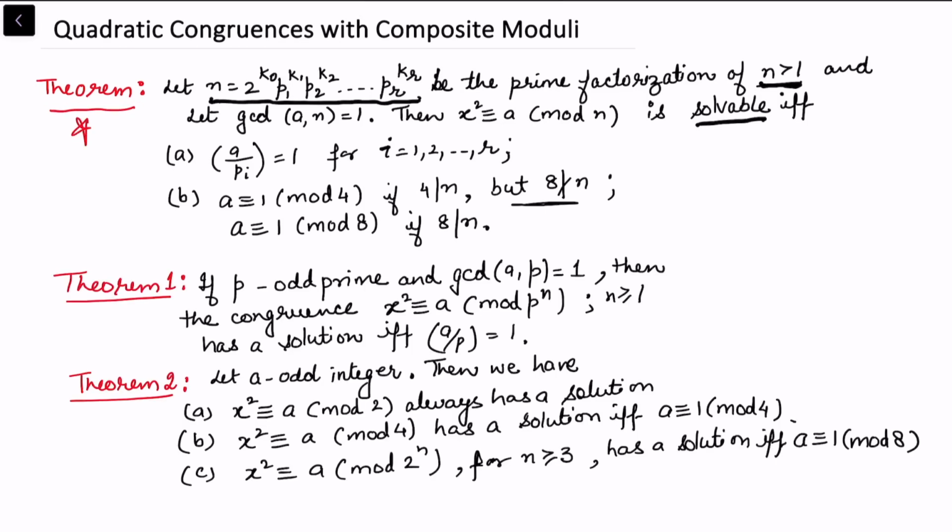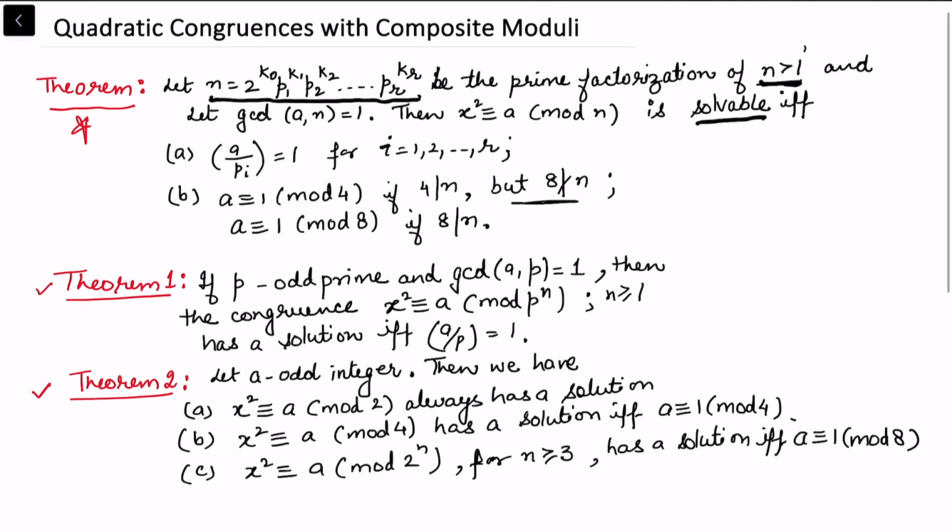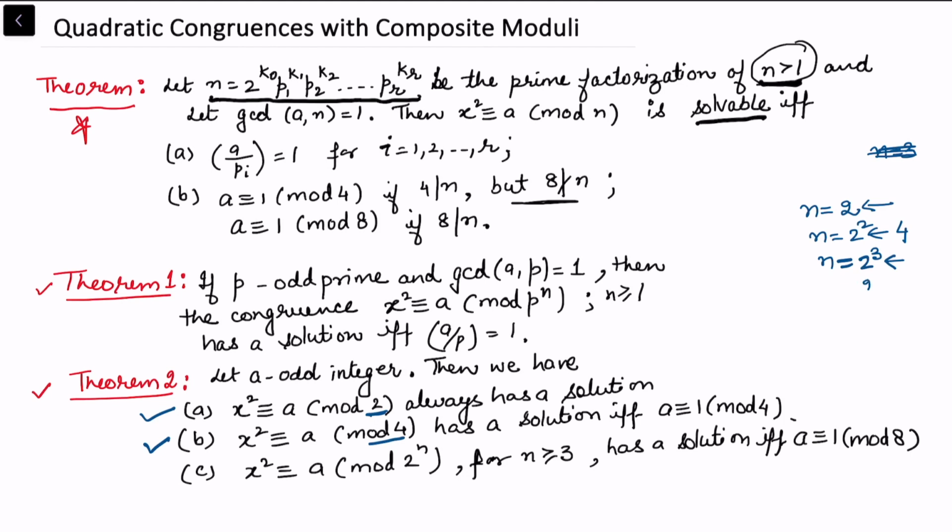Now to prove this theorem star, I'll first prove theorem number 1 and theorem number 2. Here you can see that theorems 1 and 2 cover all possible values of the number n. Let's say n is equal to 2, the composite number, or rather 2 is a prime, so we'll start from this. In theorem number 2, first part, we are talking about modulus 2. When n is equal to 2 squared, this means we are talking about 4, which is here. When n is equal to 2 cubed, or we may take n equal to 2 to the power k, with k greater than or equal to 3.